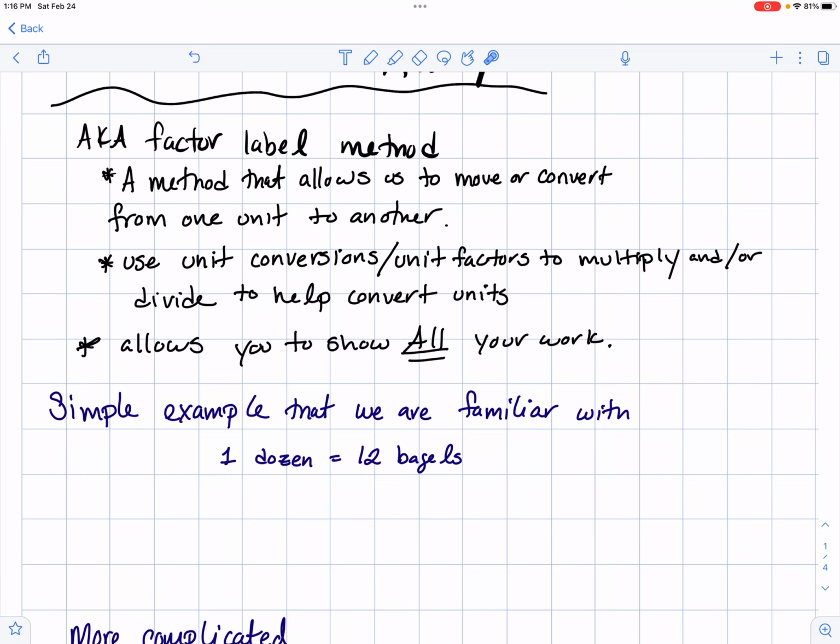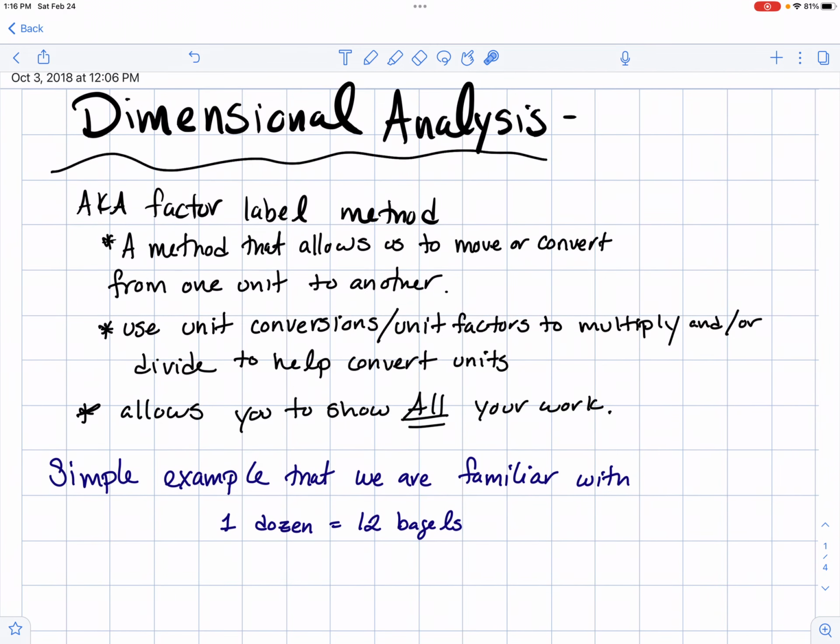That way I can kind of track what you're doing, and then it makes it a little bit easier for me to see where we've made mistakes and how to correct those. So I'm going to go through some examples of how dimensional analysis works. Again, it's just sort of a method of showing our work as we move from one unit to another. I think it's really helpful. I think it's really clear.